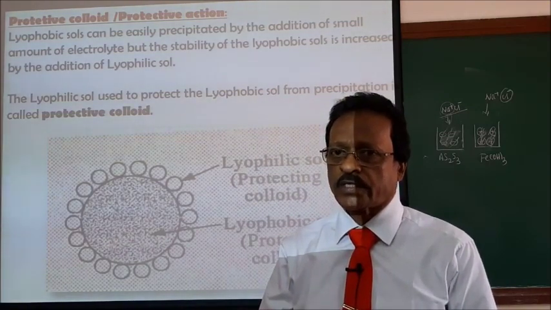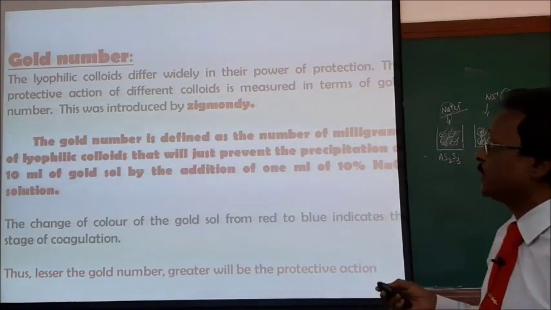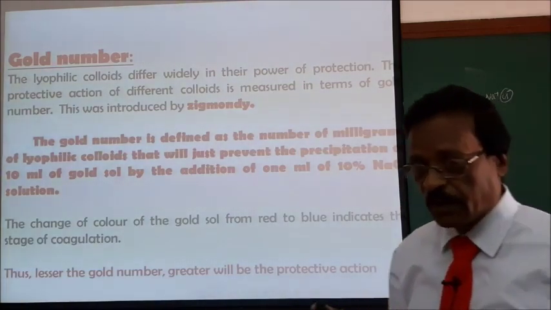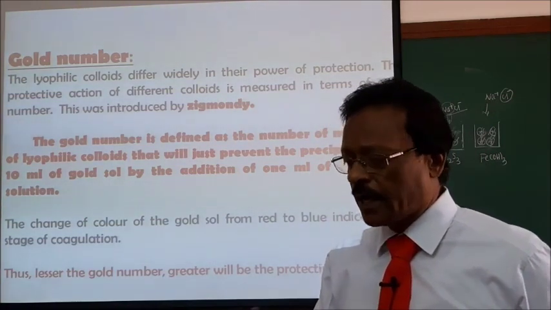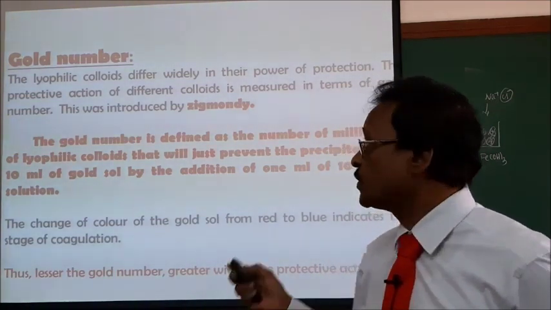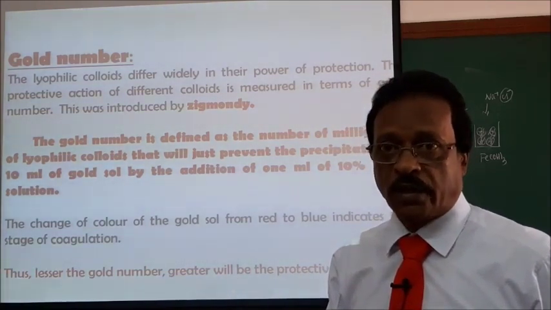How to measure the protective action? The protective action is measured in terms of the gold number. This is one more important concept that you have to apply in the entrance examination with the application of your mind. These are all direct questions, application questions. If you give the gold number, you can say which is the more effective protective colloid. I will define the gold number.